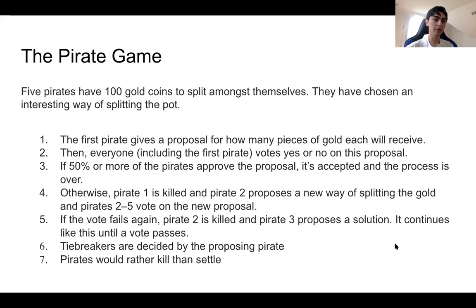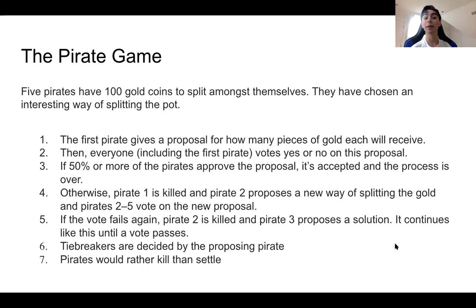So 5 pirates have 100 gold to split amongst themselves. They've chosen an interesting way of splitting the pot. The first pirate gives a proposal for how many pieces of gold each pirate will receive. Then everybody votes yes or no on this proposal, including the proposer. If 50% or more of the pirates approve the proposal, then it is accepted and the game is done. The gold is split and everybody gets a payoff equivalent to how many gold coins they got. Otherwise, if they decline this, pirate 1 is killed and pirate 2 proposes a new way of splitting the gold.